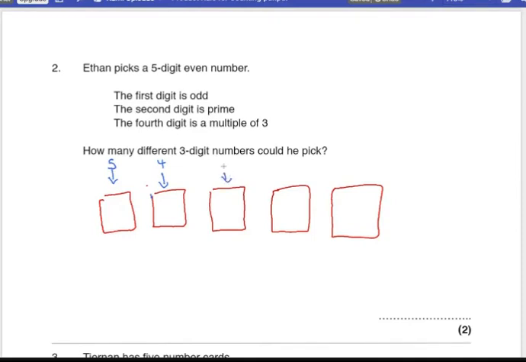And then the fourth one, I think you mentioned it earlier. Oh, yeah, 3. Yep, 3. What about the fifth one? Would it be 10 as well? We've got to be so careful. This one is actually restricted. Read the first line again.